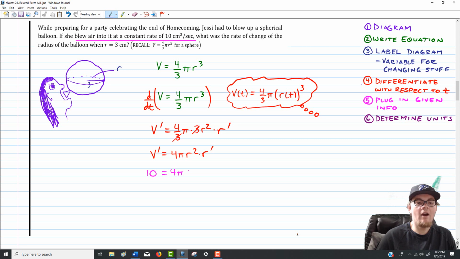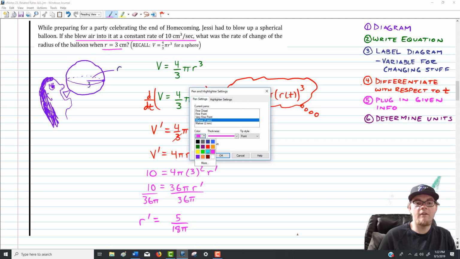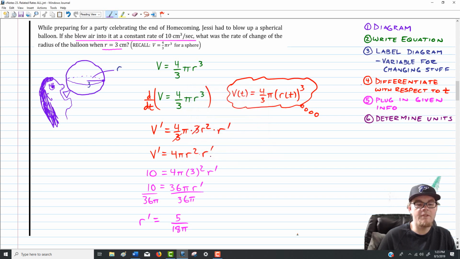On the other side, we have 4 pi r squared, and r in our situation is that snapshot moment, 3. Now that we've differentiated, we can go ahead and plug it in. That means our equation amounts to 10 equals 4 pi 3 squared r prime. That's the same thing as 10 equals 9 times 4 is 36 pi r prime. If we divide both sides by 36 pi, we get that r prime is equal to 5/(18 pi). So we've got our answer. Of course, we could use a graphing calculator to confirm that. We should do that in just a second, but for the moment it's there.